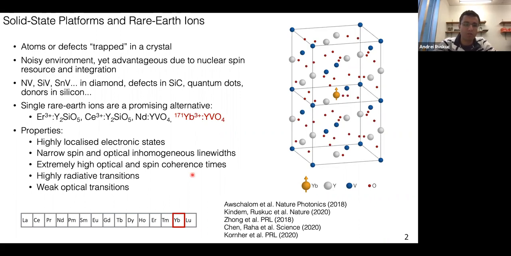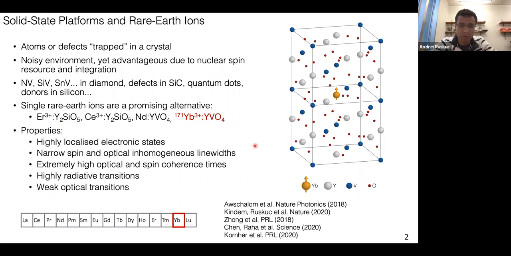As is going to be the focus of this talk today, single rare earth ions doped into a variety of hosts. The rare earth ions are these lanthanide series atoms. So here are a few examples of different single rare earth ions with their corresponding crystalline hosts which have been investigated. And I'll be focusing on the 171 isotope of ytterbium doped into yttrium orthovanadate, the crystal structure of which is shown here on the right.